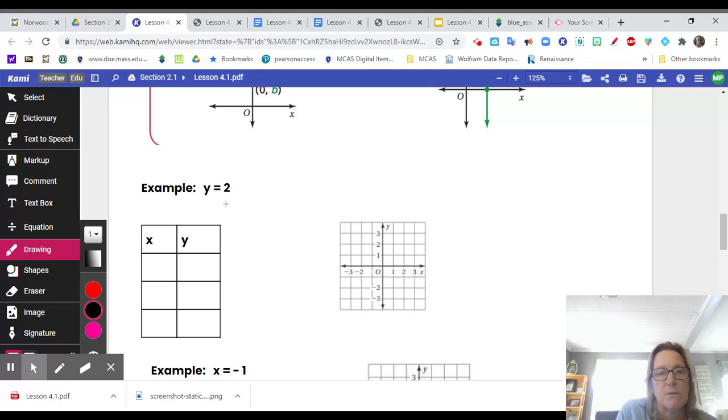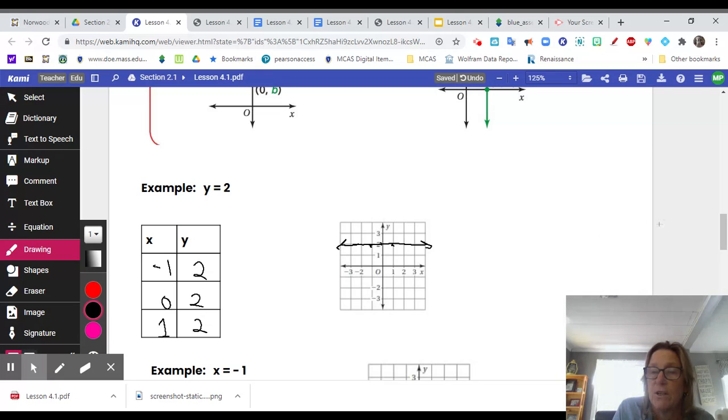So the output's always 2. What is the input? Well, the input could be anything. So I could use those same 3 values. Input anything, output's 2. So I take my table and graph it: -1, 2, 0, 2, 1, 2. And that's how we get the horizontal line. This is the case where the output is always the same. And there's a surprising lot of real life situations where that's true. As we get into word problems, you'll see that. The output's always 2.